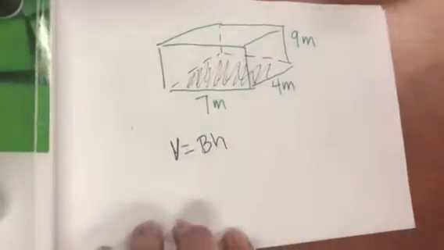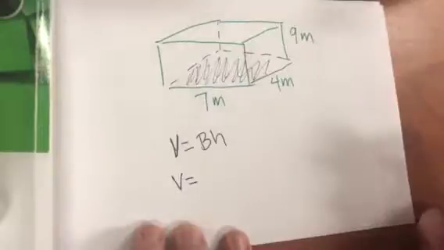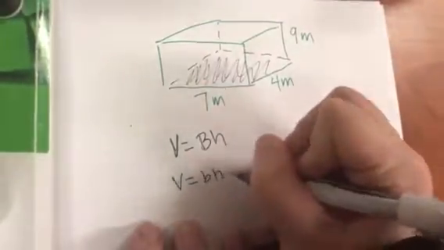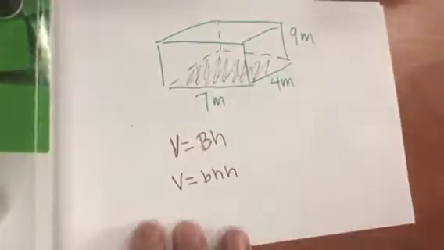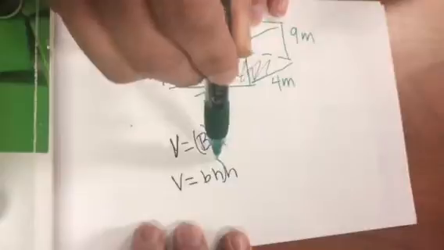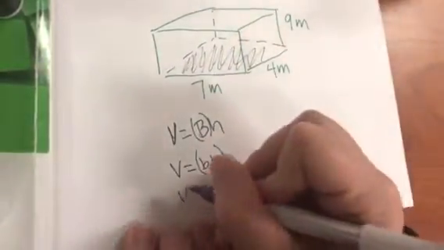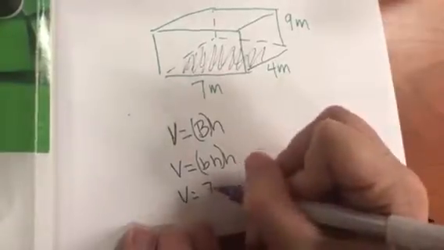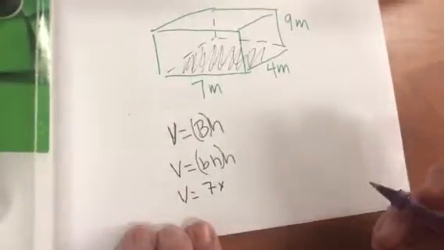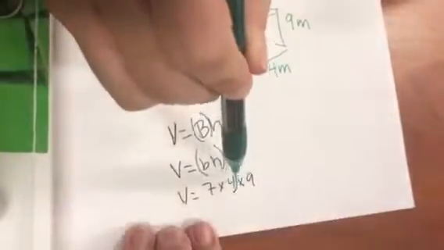So the area of my base, how do I find the area of my base? Well, it's a rectangle, so it's going to be lowercase b times h. So what I'm going to do real quick, just so that you can see, this BH stands for the area of the base. So what is the base of my base? 7. So 7 times, what's the height of my base? 4. What's the height of my prism? 9. So I've got 7 times 4 times 9.